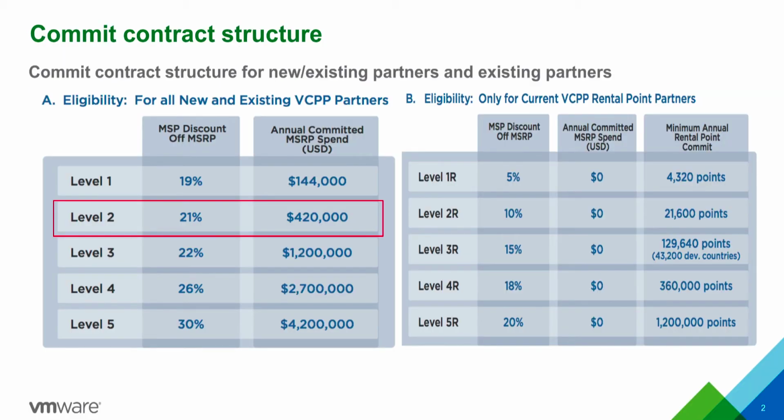So the commit contract structure looks like this. And let's say that the aggregator and the service provider decided on a 420K annual MSRP spend that is at a level 2 for a 21% discount.